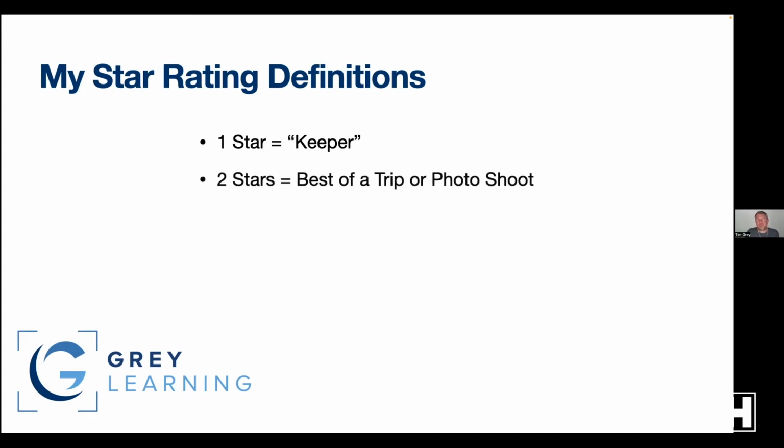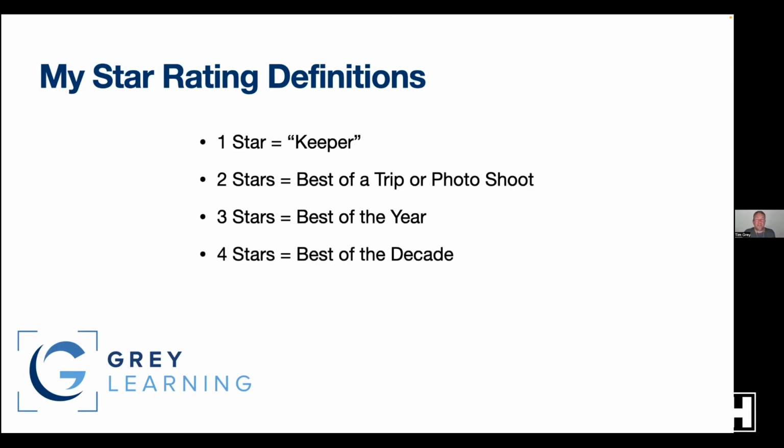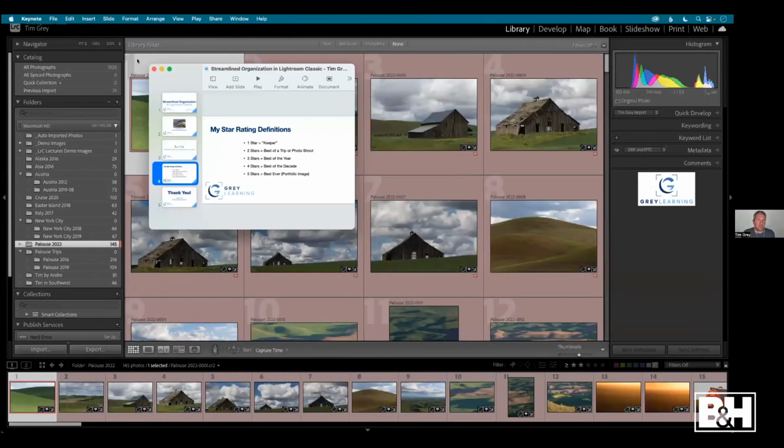I think of 2 stars as being one of my best photos from a particular trip or a particular photo outing, whatever the case might be. 3 stars is sort of best of the year. Doesn't have to be literally a calendar year, but the basic concept. 4 stars would be something like best of the decade. And then 5 stars would be my absolute best ever photos. These are my portfolio images. So just to give you some sense of the approach that I use and recommend that you consider for star ratings, taking a little bit of a different approach to what might be the automatic assumed meanings for those star ratings.